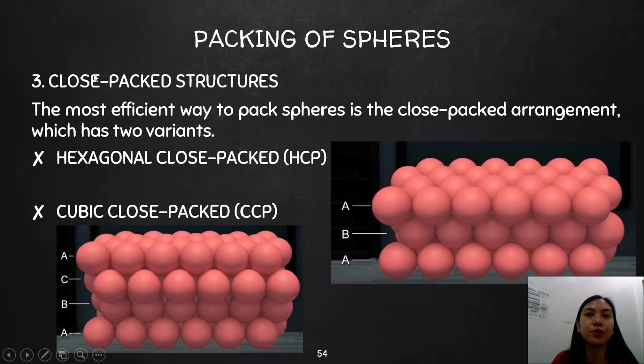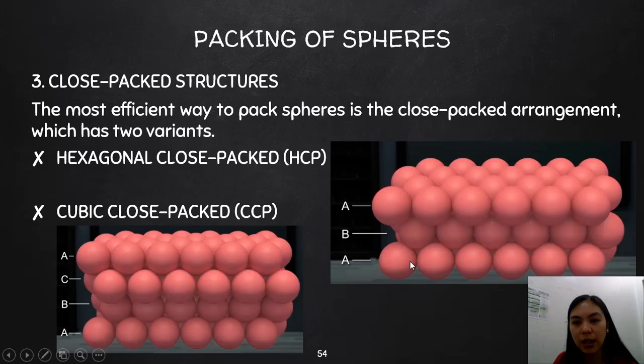And the third type of your spheres packing is called your close-packed structures. Among the three, this is the most efficient way to pack spheres kasi mas malaki yung volume na na-occupy ng atoms. So, you have two variants for this type of packing. You have your hexagonal close-packed, or we commonly denote it as your HCP. So, makikita mo dito, ganyan siya. And your cubic close-packed, or what we commonly know as your CCP, ganito naman siya.